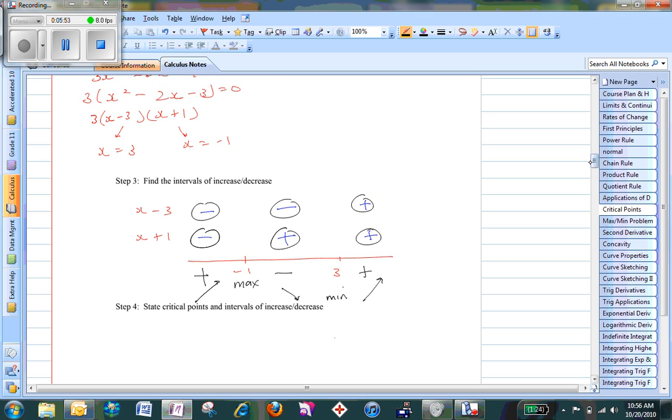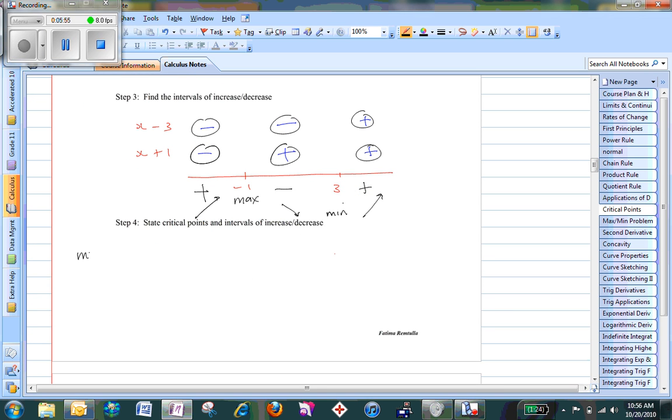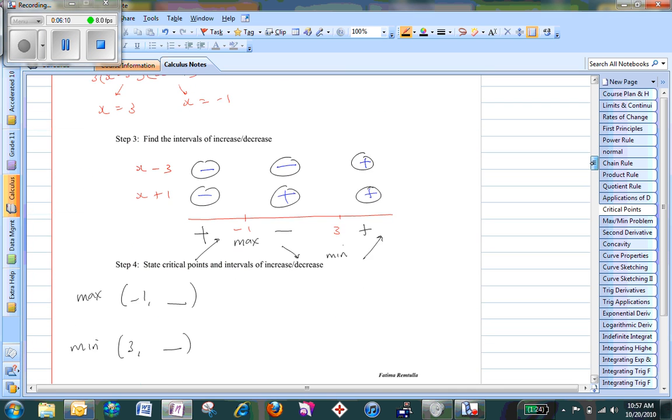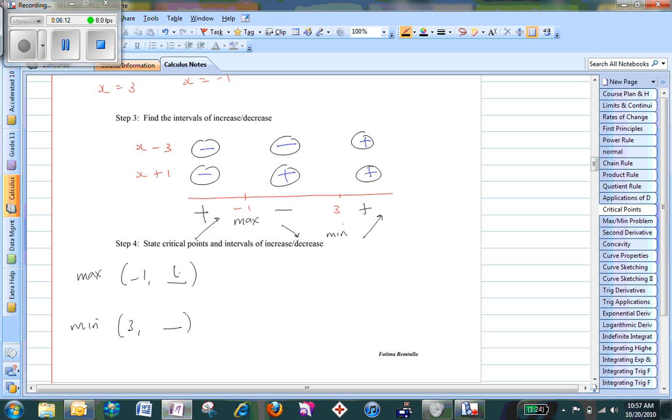So it says here, state the critical points. Well, there's a maximum at negative 1 something, and there's a minimum at 3 something. Well, how do I find the somethings? I'm going to take negative 1 and plug it back into the original function up here. I'm going to do some number crunching, and when I plug in negative 1, I get out 6. When I take 3 and plug that into the original function, I get out negative 26. So my maximum is here and my minimum is here.